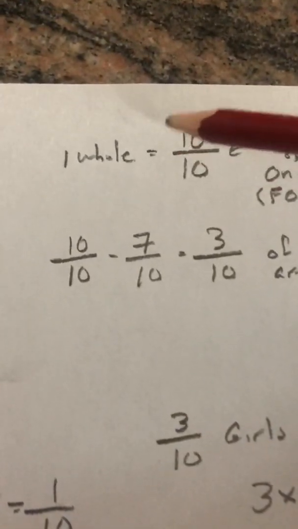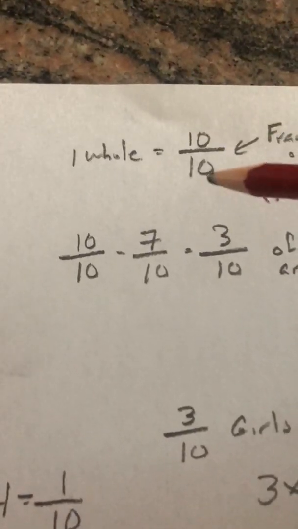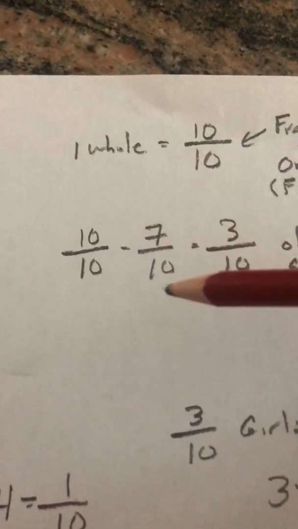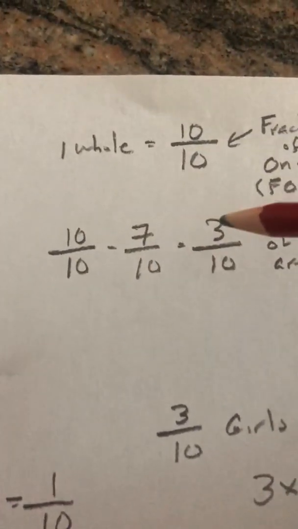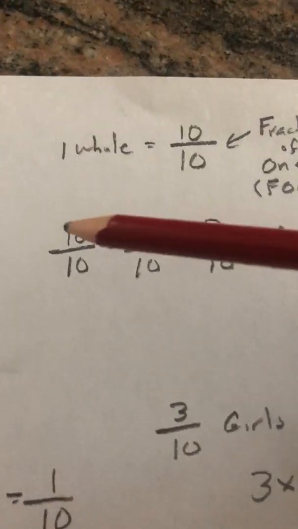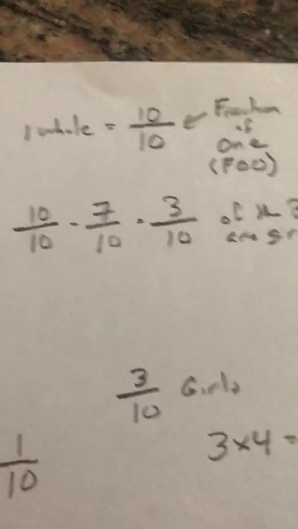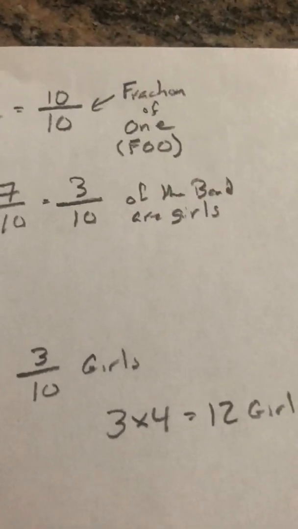So if I know that the whole marching band is represented by 10/10 as a fraction, and I know that the boys are 7/10 of that, if I do 10/10 minus 7/10, I end up with 3/10. So we're just subtracting our numerators and our denominators are staying the same. So we know that 3/10 of the band are girls.